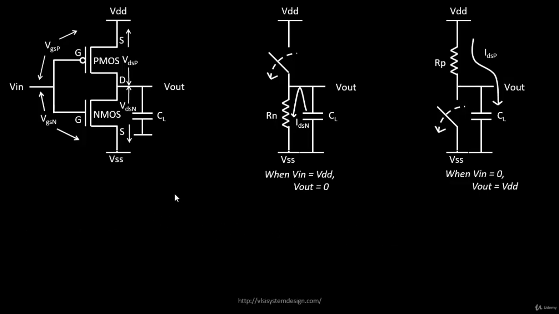With the naming conventions done, we'll try to derive some equations. For that, we would need to get into deeper values of VGSP and VGSN. Basically, we have to derive what VGSN is. In this case, VGSN is Vin minus VSS, and VGSP is Vin minus VDD. We'll need to derive some equations, and that will take a bit of time.